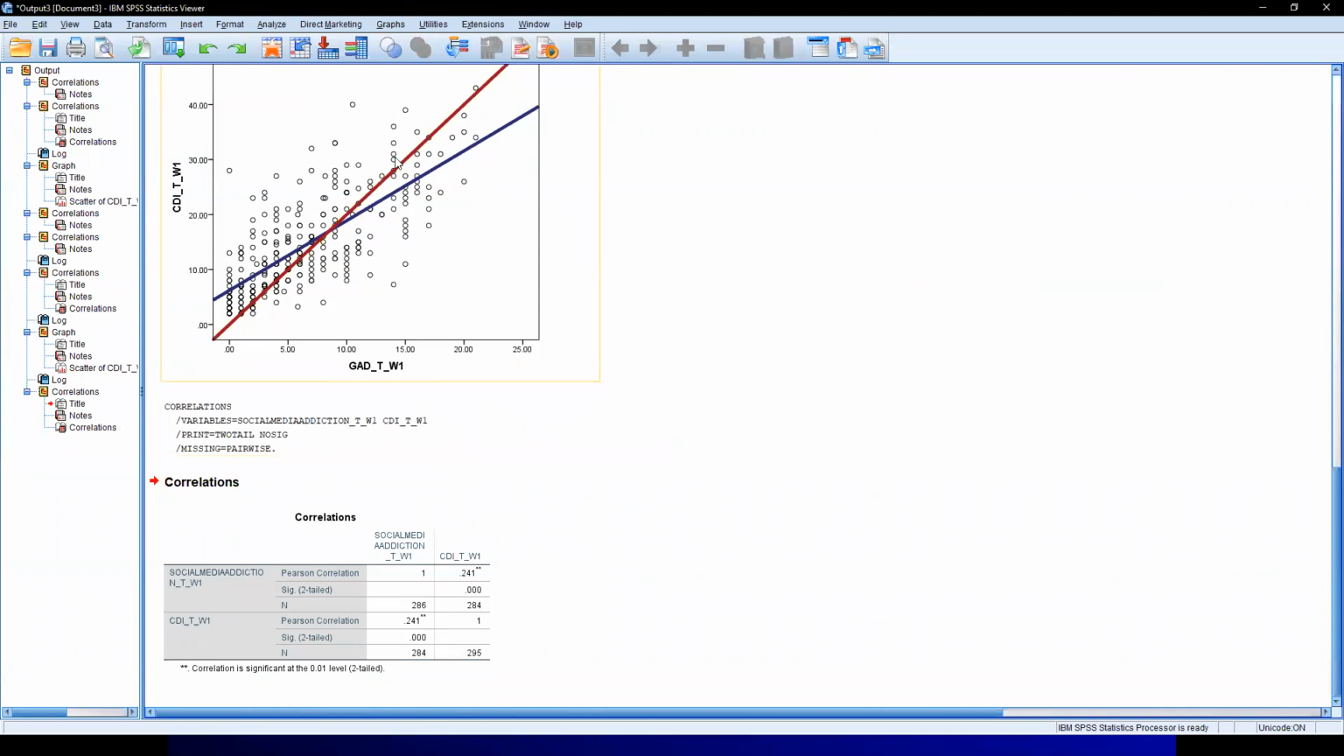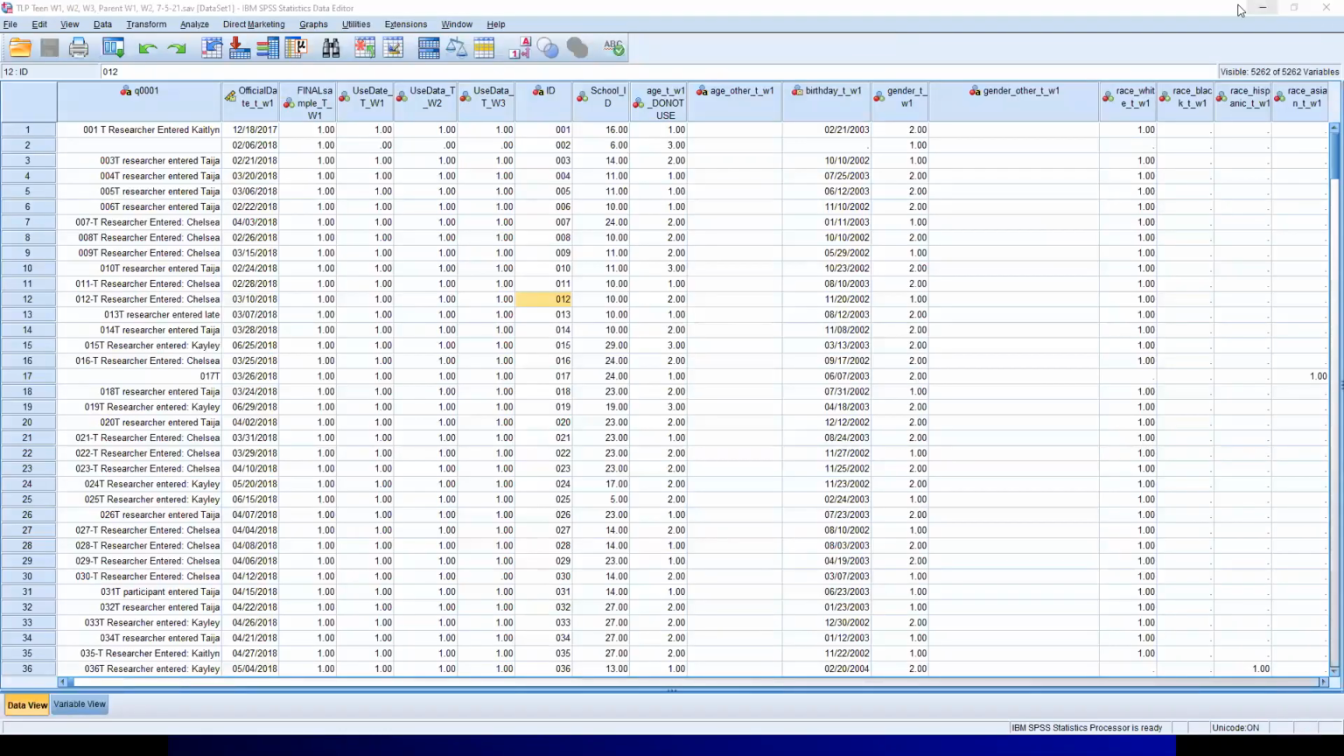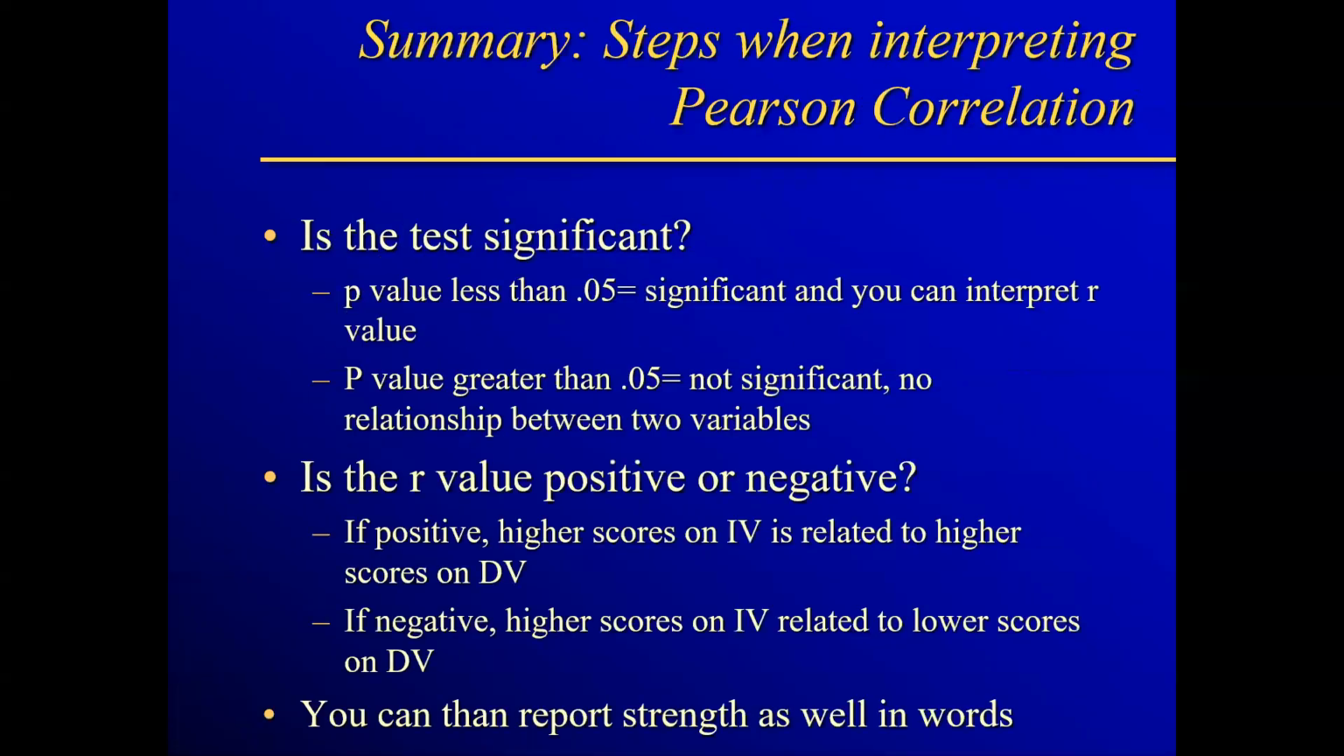Ignore this scatter plot. This is what a correlation output looks like in SPSS. It's just this box. So let me go back to this. All right, here are the steps when interpreting a Pearson correlation in SPSS. You saw it's super simple, right? Analyze, Correlate, Bivariate. Just bring over your two variables, click OK. That's all you got to do.